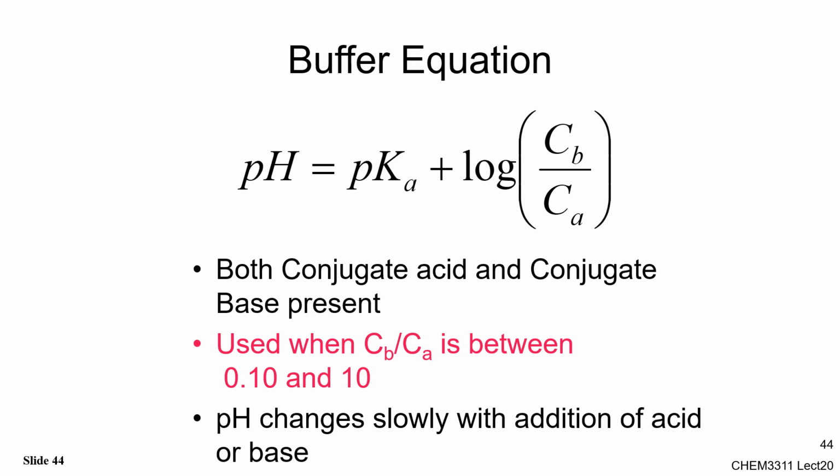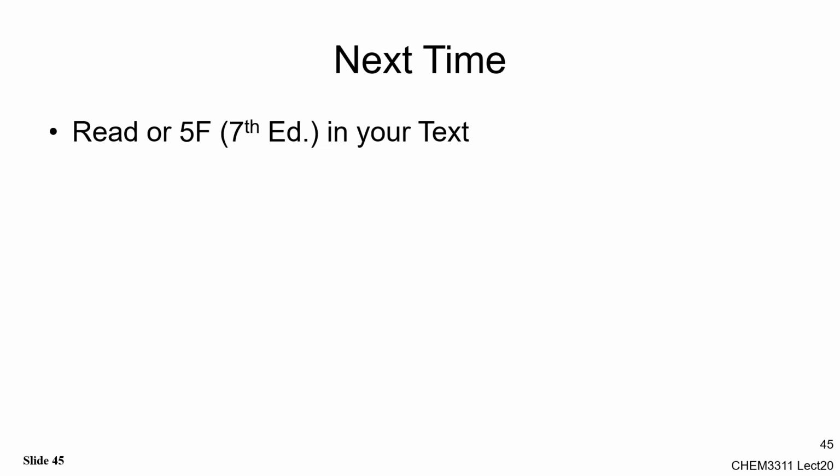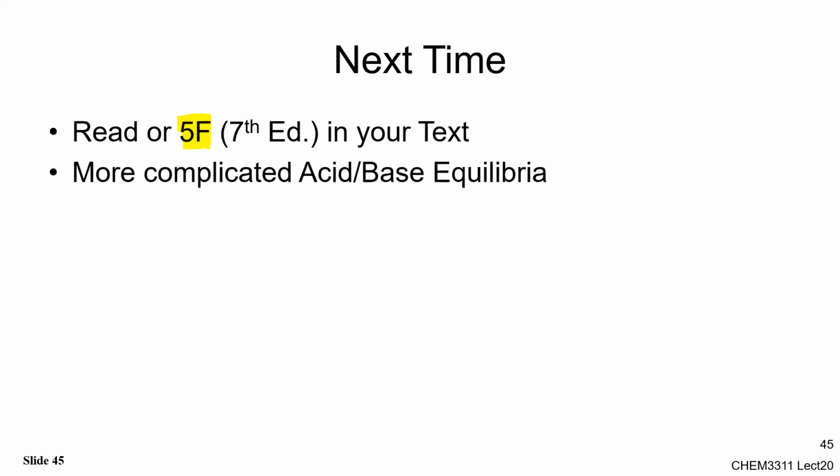This ends what we have to talk about for the general chemistry work. Next time we're going to be looking at the section in the textbook that corresponds to 5F. That looks at more complicated acid-base equilibrium. In particular, we'll be looking at polyprotic species and the salts of polyprotic species, which are more complicated to calculate.